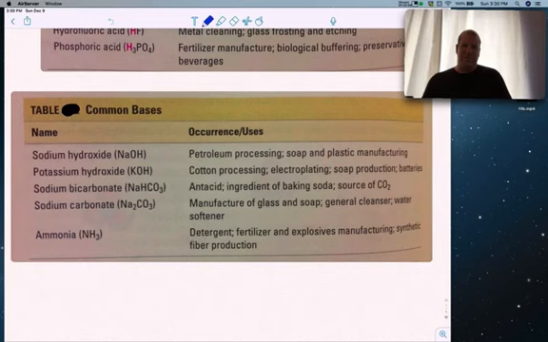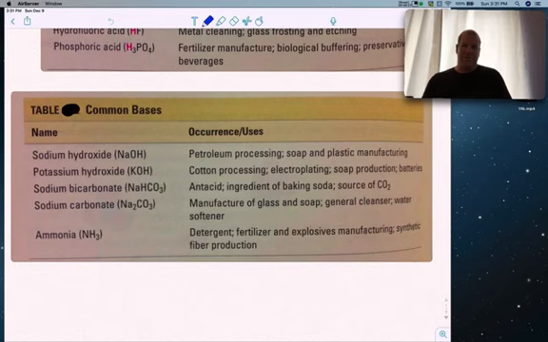Sodium bicarbonate is what's in baking soda. And sodium carbonate is washing soda. It can be used to make glass and soap. Sodium carbonate plus silicon dioxide greatly reduces the melting point of glass. The ancient Egyptians figured that out.